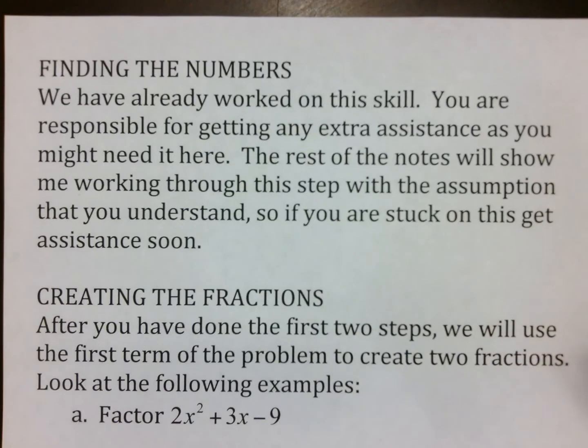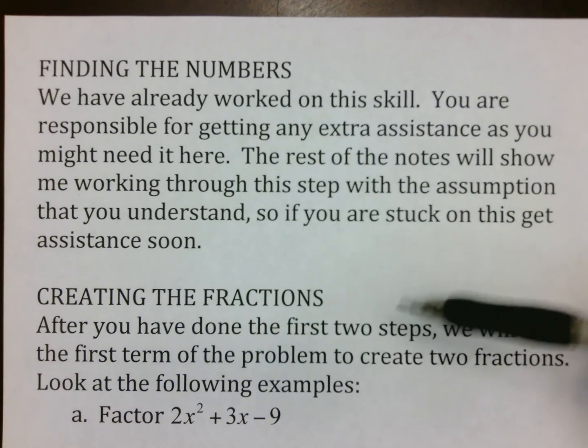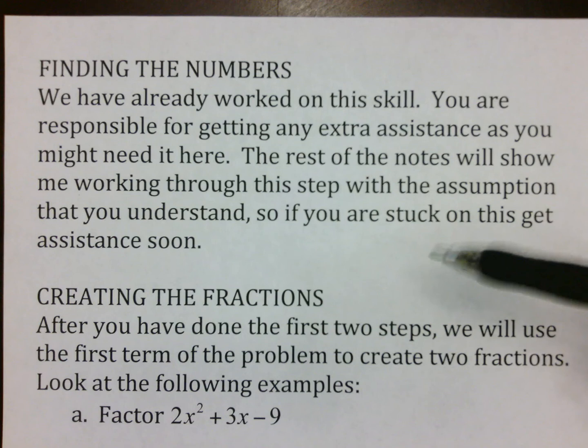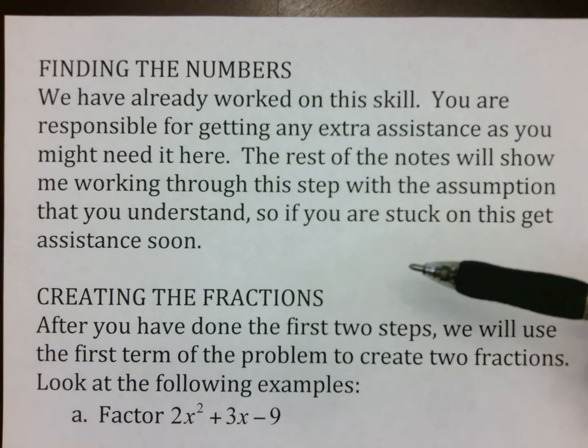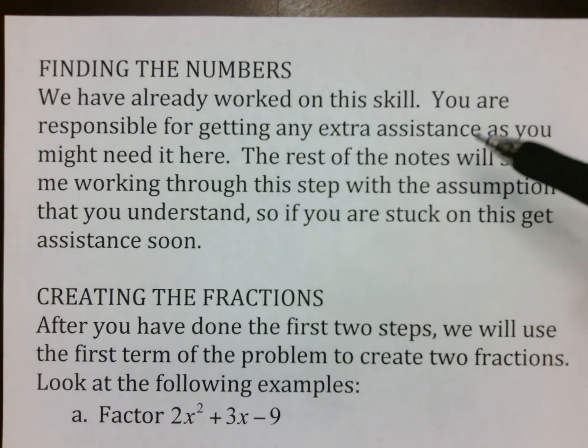The second step is finding the numbers. We have already worked on this skill. This is the question I've been adding to all your work, where you've seen things that multiply to be 86 and add to be something else, or multiply to be negative something and add to be something else. You are responsible for getting any extra assistance as you might need it here. I am not going to put it in the video because again, I already have a video on this, and it's something that you have had lots of time to practice if you've been doing your job.